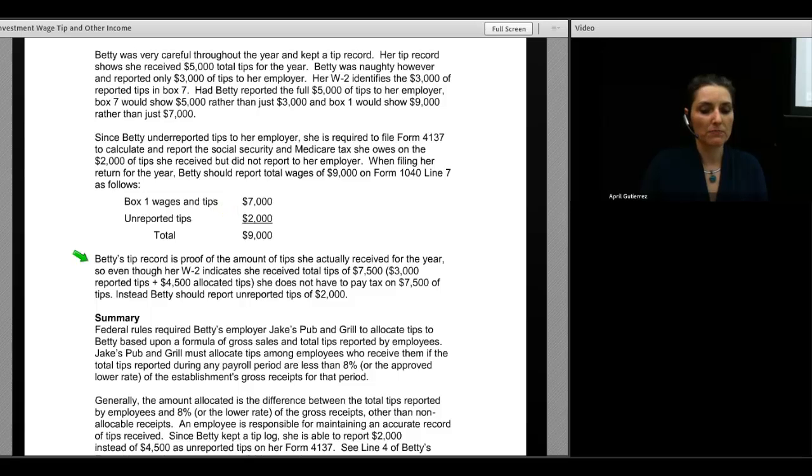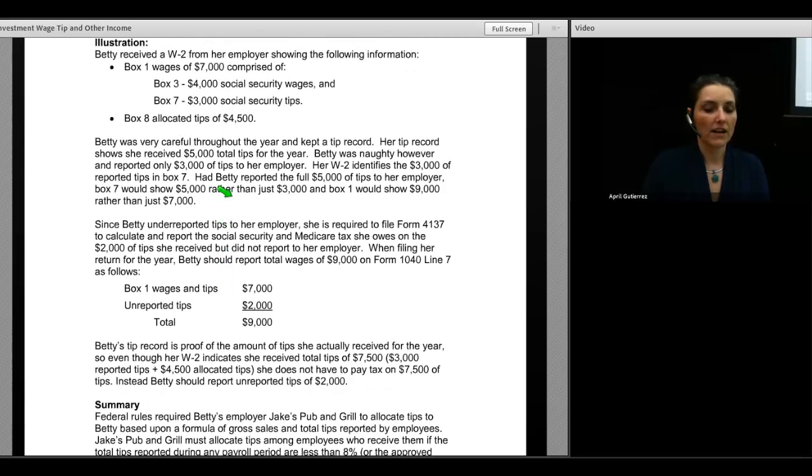So Betty's tip record is proof of the actual tips that she received for the year, so she is allowed to enter only $9,000 on line 1. If she didn't have a tip log, how much would she have to report on line 1 of her 1040 instead, or line 7 of her 1040 instead? It would be $7,000 plus $4,500. So her allocated tips are $4,500. The wages already showing in Box 1 are $7,000, so she would actually have to report $11,500 on line 7, the wage line of her tax return. But she has a tip log, so she's going to be able to report a lesser amount of $9,000.